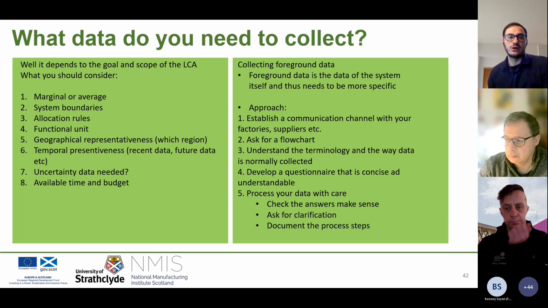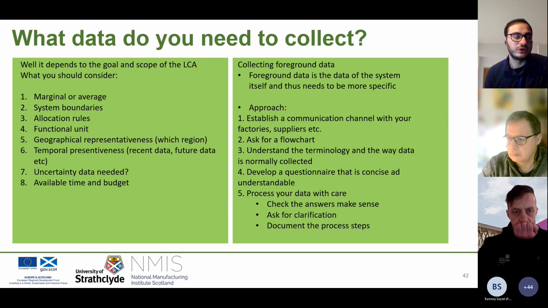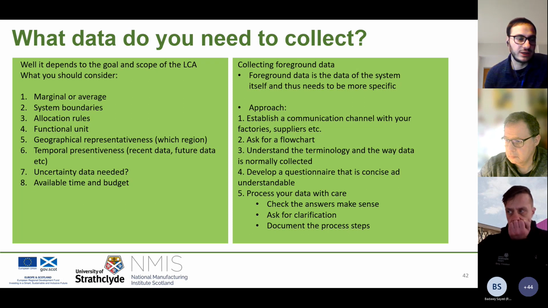Allocation rules. Allocation is really important, and the best example I can think of is the cow. If you're doing a life cycle assessment of milk and meat, then how do you allocate all the carbon emissions that the cow was responsible for to those two different products? And this is where we use allocation rules. Functional unit is the one we referred before.